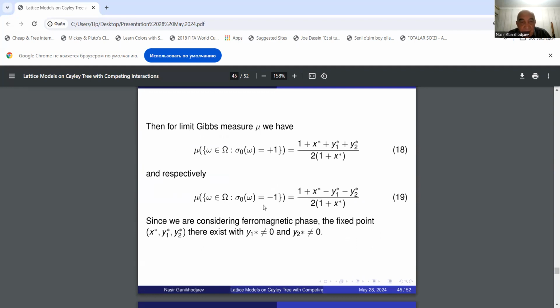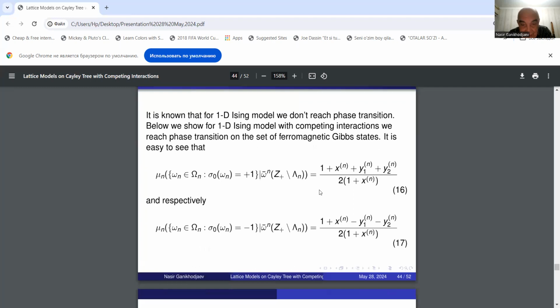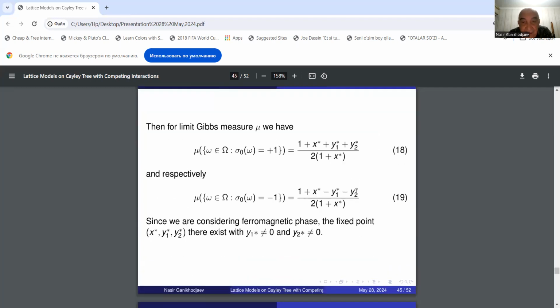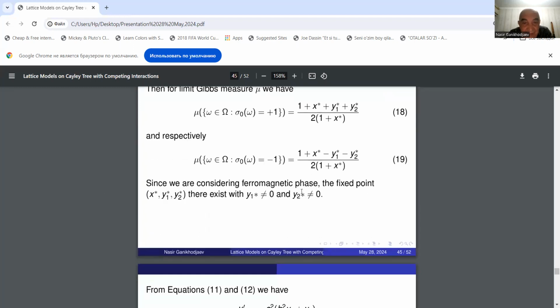So now let us consider, here I am considering the ferromagnetic phase. That is, there exists a limit, y1, y2 non-zero. So we have a fixed point. Here it's y1, y2. This is the limit value, non-zero.